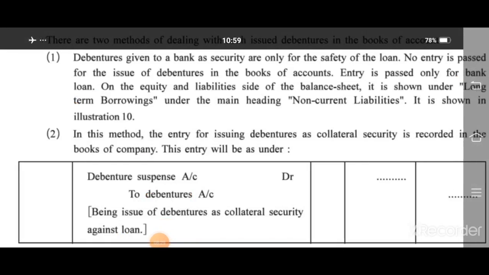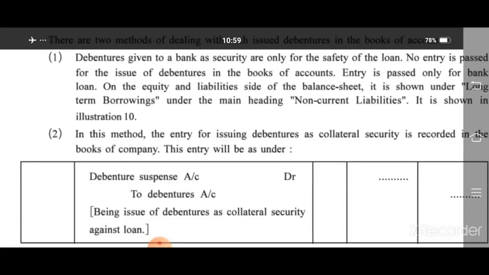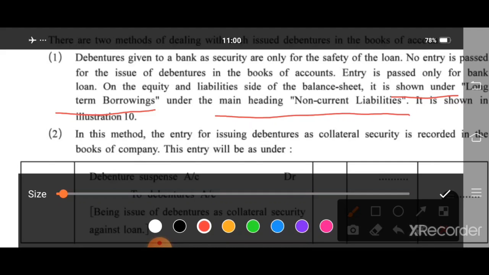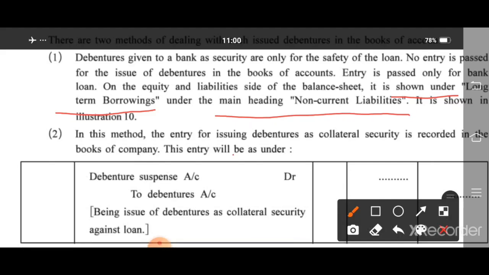On the equity and liability side of the balance sheet, it is not shown under long-term borrowing, under the main heading of non-current liability. It is shown here. In this method, the entry for issuing debentures as collateral security is recorded in the books of the company.